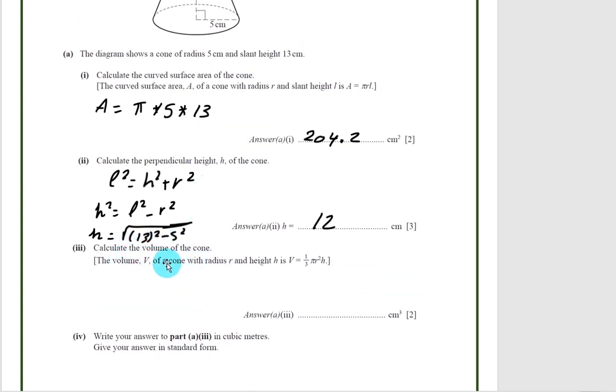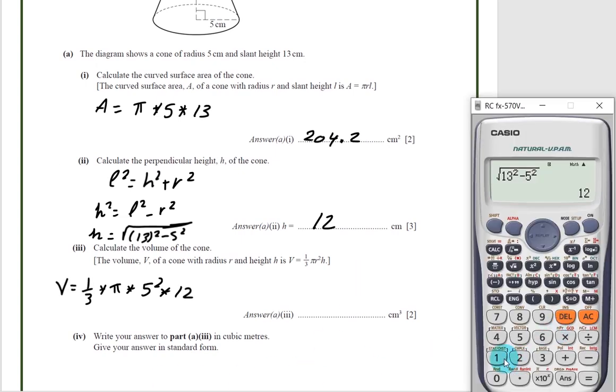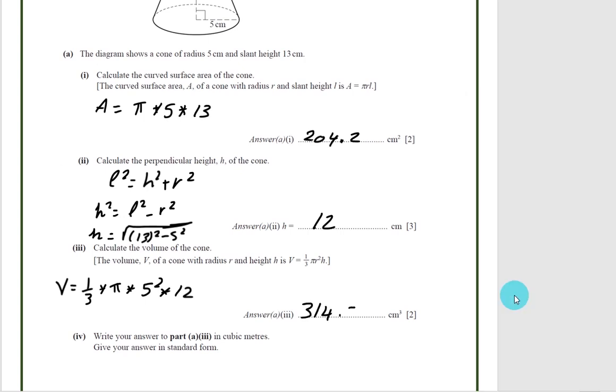Calculate the volume of the cone. The volume of the cone with radius r and the height h, V is 1 over 3 pi r squared h. So the volume is 1 over 3 pi, r squared 5 squared, multiplied by h, which is 12. So pi multiplied by 5 squared multiplied by 12 divided by 3. So the answer is 314.2 centimeter cube.